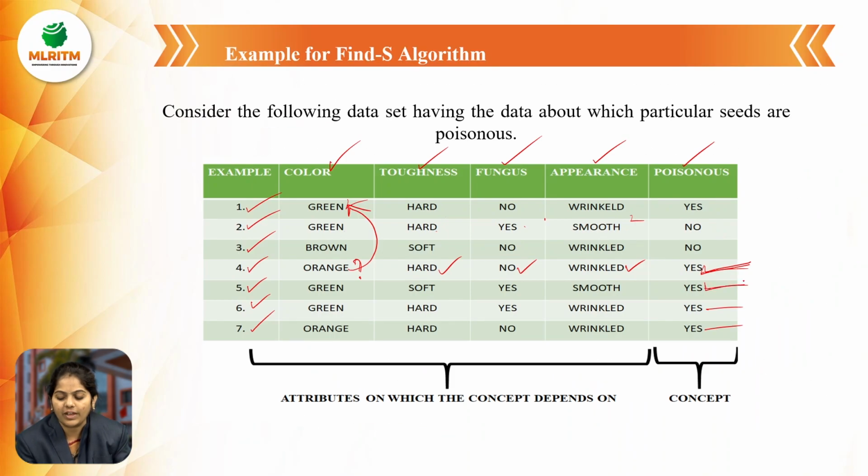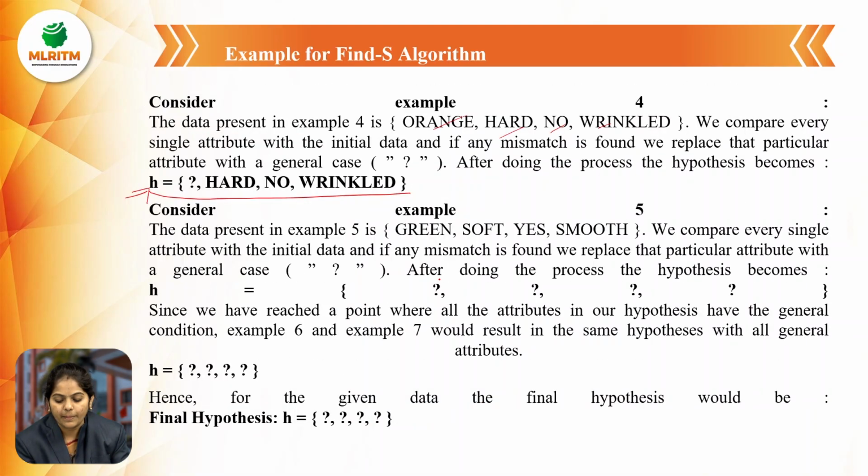So again example 5 comes with the positive. So we'll compare again. So again we got here a question mark. So here the question mark is getting compared with the green. So we'll keep green here. And hard is off. Question mark again. No S. Question mark again. Wrinkle is smooth and question mark again. So here we are getting two different attribute values, so we'll never keep the same value here. So we'll mark a question mark here.